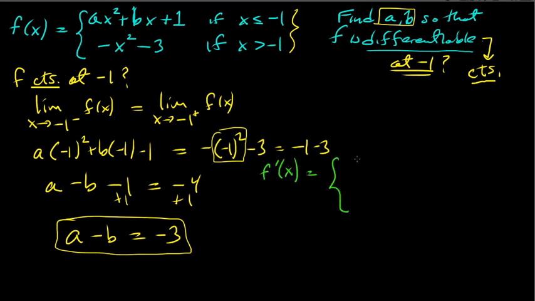So the derivative is what? It's going to be 2ax plus b plus 0 if x is less than negative 1. And it's just going to be negative 2x minus 0 if x is bigger than negative 1.